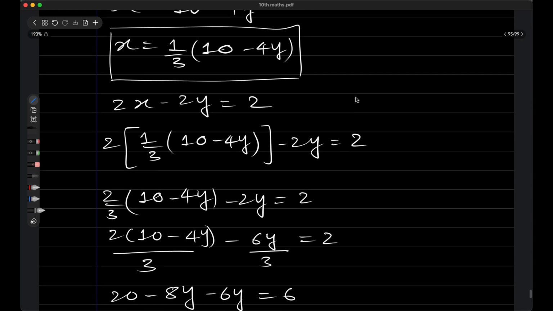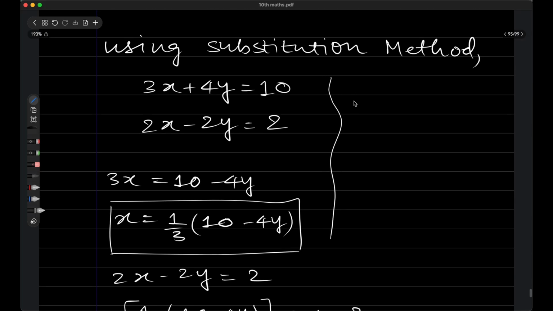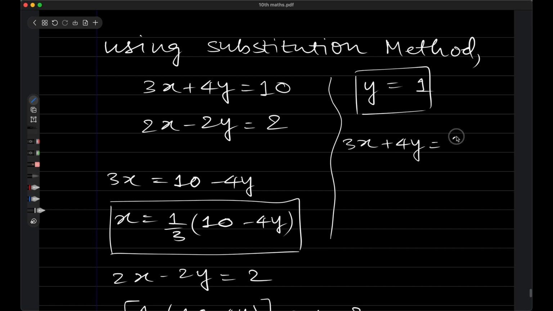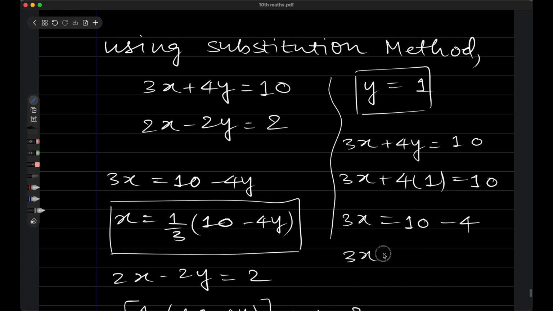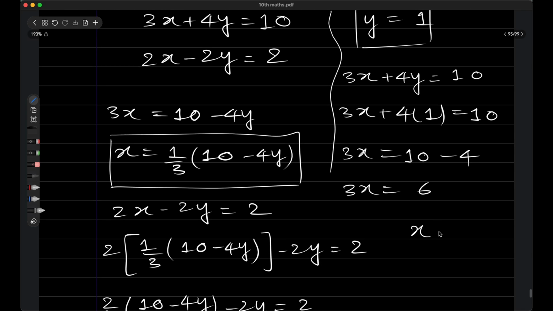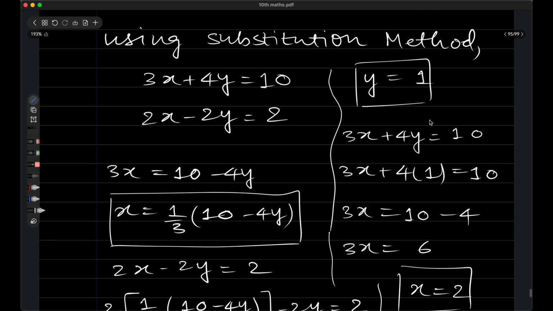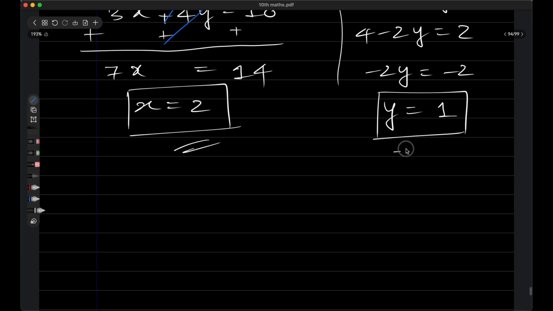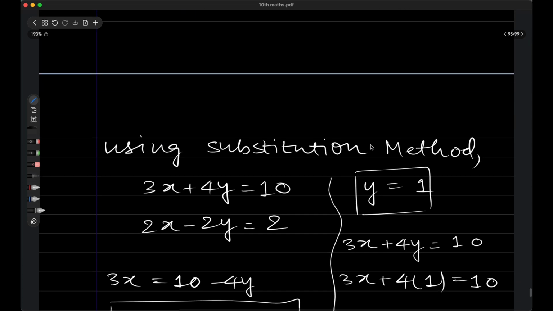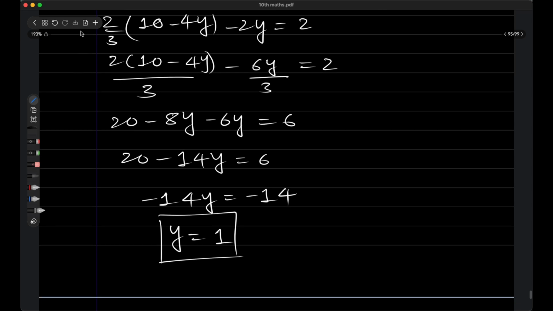Put y in the other equation, we will get, we got the value of x equals 2 and y equals 1, which is the same for both the cases. x equals 2 and y equals 1. Now part 3.